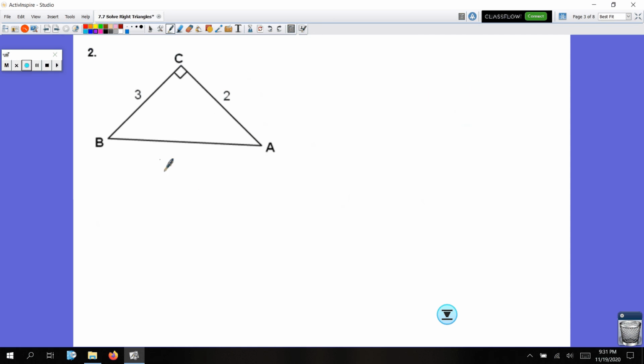All right, here again, I'm missing the hypotenuse, so I'm just going to make it C this time. So, C squared equals 3 squared plus 2 squared, right?